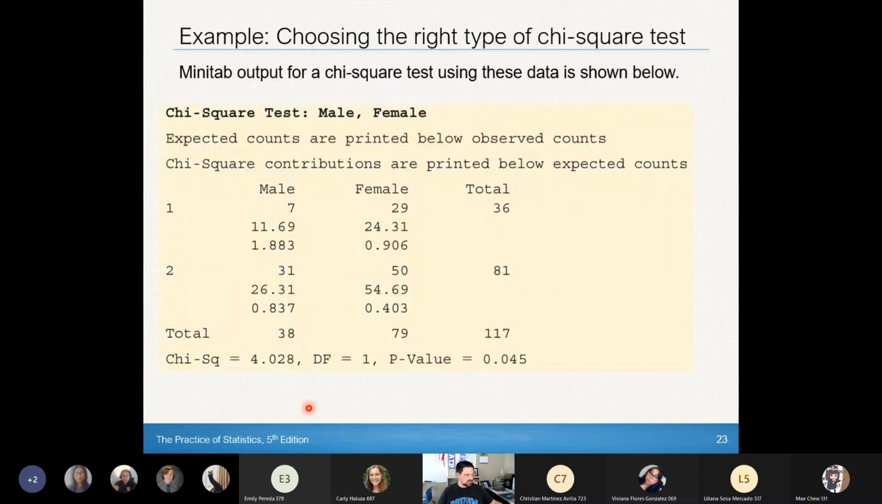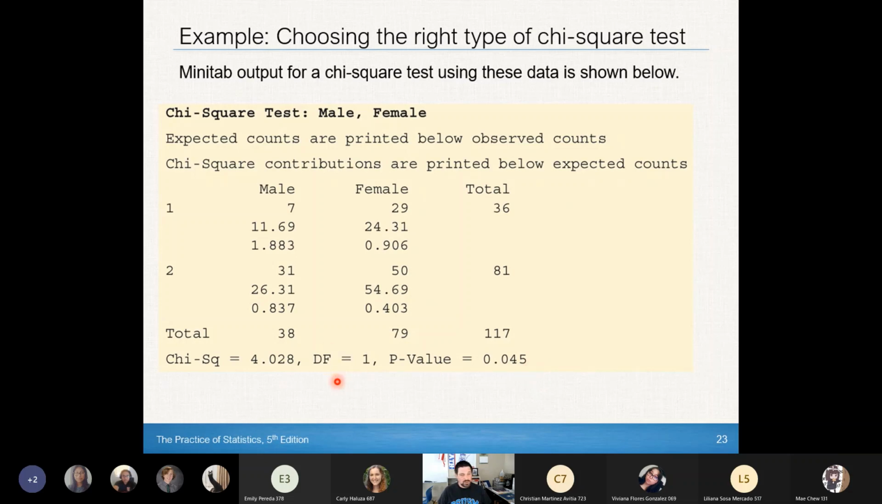They then used some fancy software called Minitab that we don't have access to, but they do, and they have it shown here. Minitab output for chi-square test using these data is shown below. So again, we have observed, expected, and chi-squared contribution for each of the 4 cells. This software also outputs our chi-square statistic, 4.028, degrees of freedom equaling 1, and our p-value is 0.045.